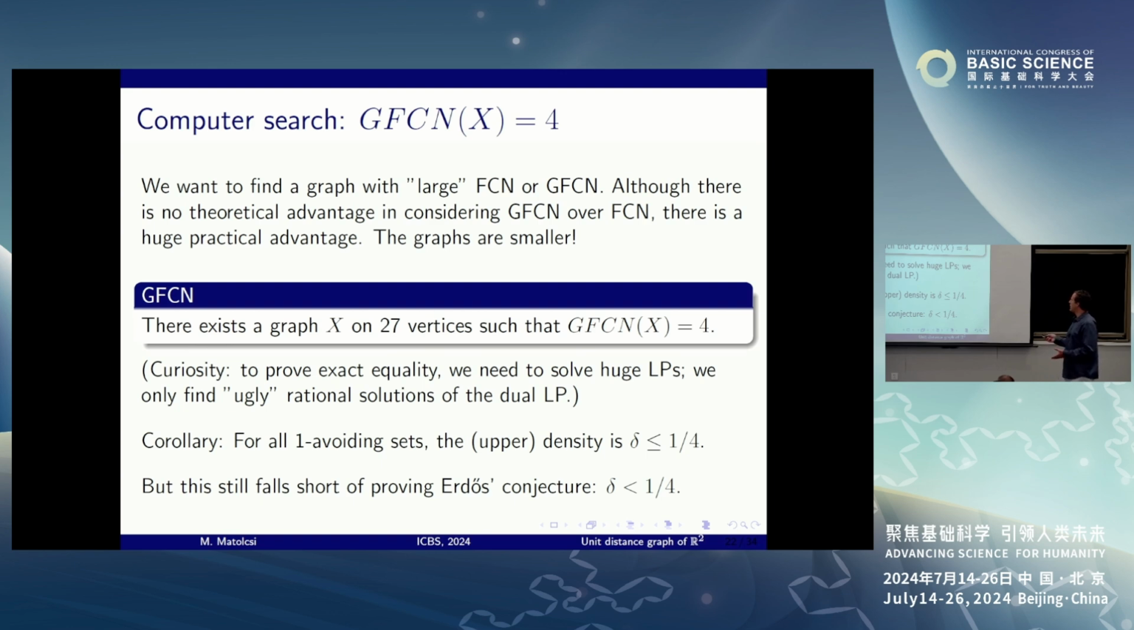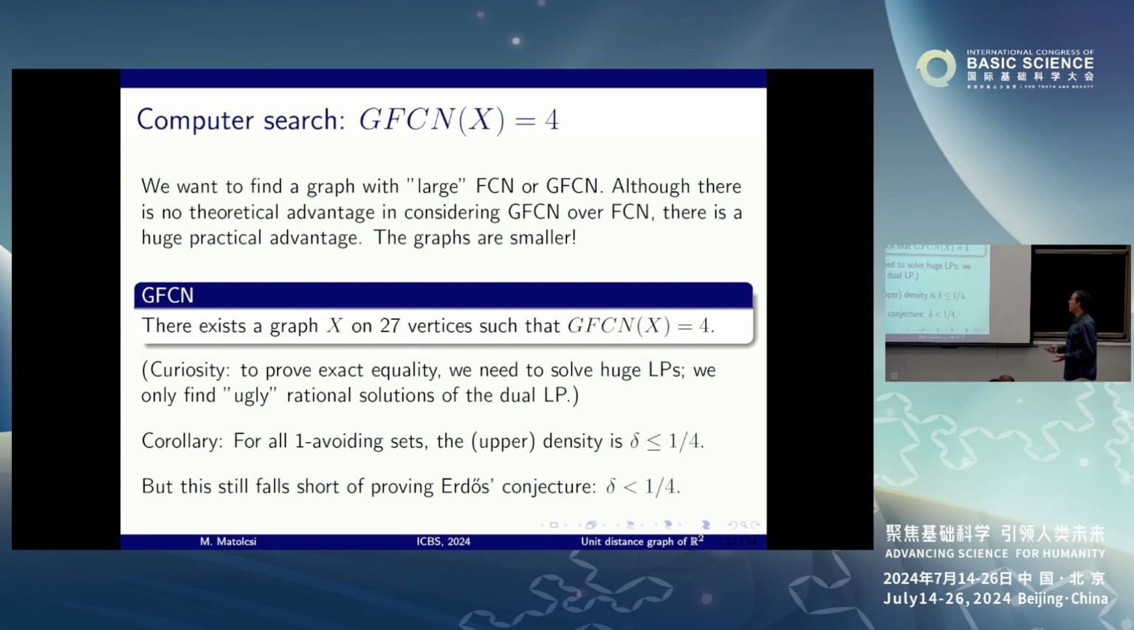And the funny thing is that you find a very nice solution of the primal LP. Very good. It gives you 4. You are relaxed. And then you have to go to the dual LP and also find the solution of the dual LP that gives exactly 4. And that's where things get really messed up, and we cannot find a nice, simple solution of the dual LP.